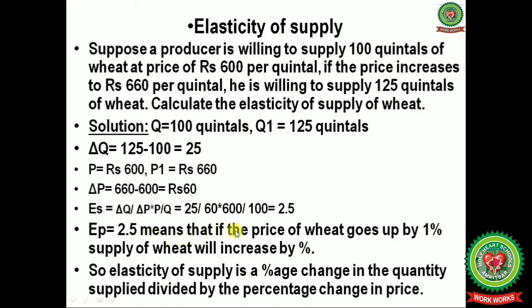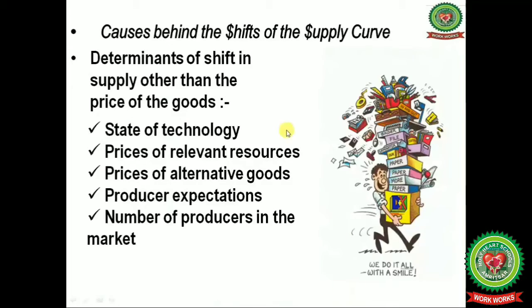It means that if the price of wheat goes up by 1%, supply of wheat will increase by 2.5%. So elasticity of supply is the percentage change in the quantity supplied divided by the percentage change in price.